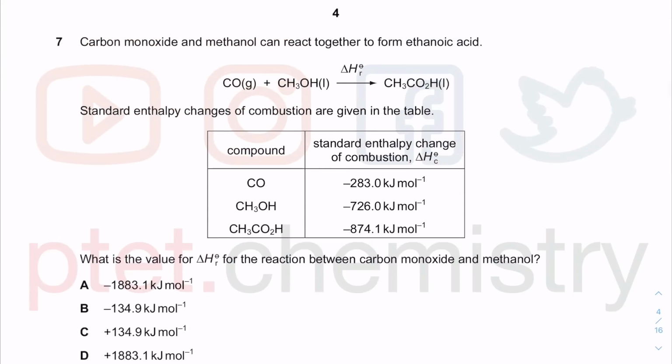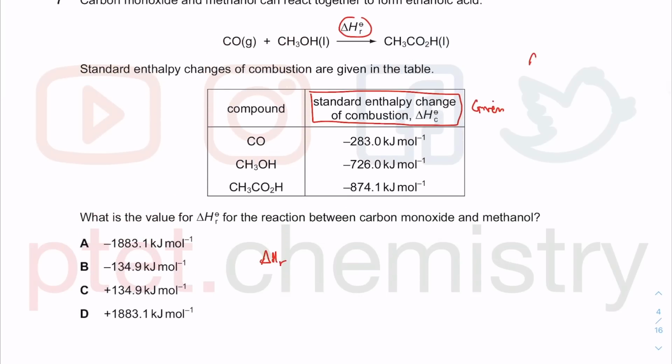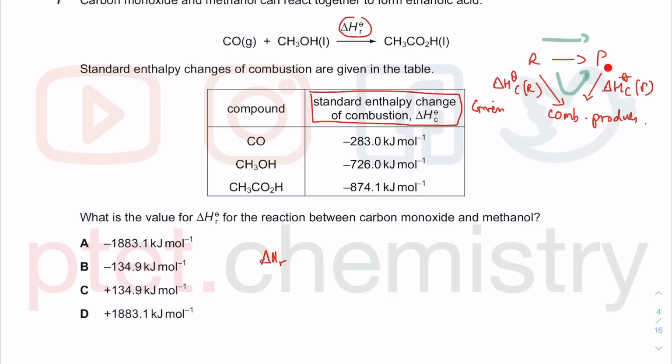Question 7, we are asked to find the enthalpy change of reaction. You are given combustion data, so you can go straight to the formula. Think about reactants going to products: combustion data means you will get combustion products. The reactants will burn completely, giving the combustion of reactants, and the products will give the combustion of products. Hess's law says the enthalpy change of a reaction does not depend on which path you take. So when I come down, I'm going in the same direction; when I go up, I'm going in the opposite direction.